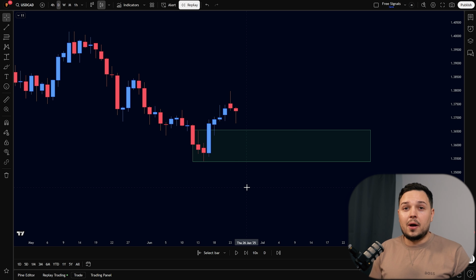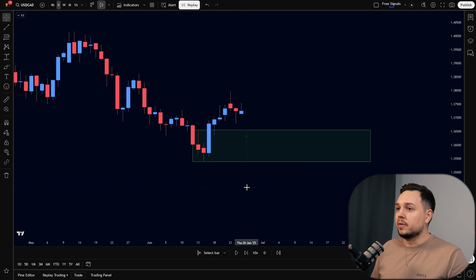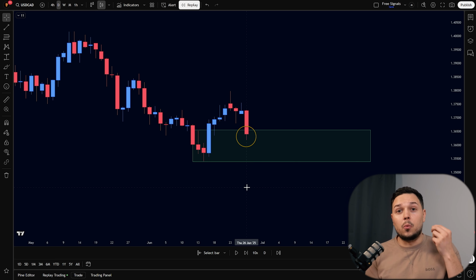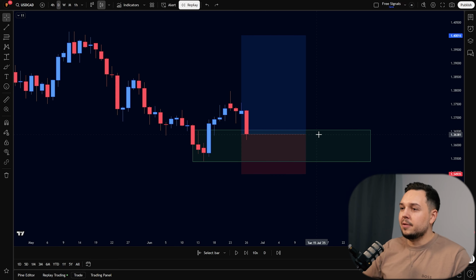After we identify our demand zone, all we need to do is wait for the first touch. Price needs to return to the big daily demand zone to grab orders. Once price touches it, this is where we want to enter our first trading position. This is what I like to call your early reversal entry.